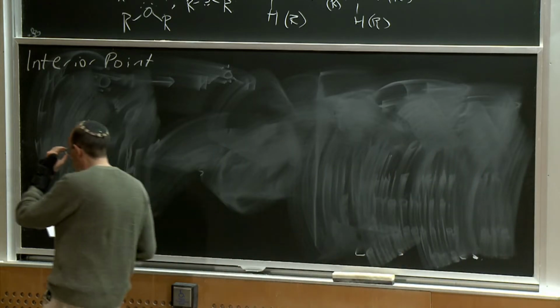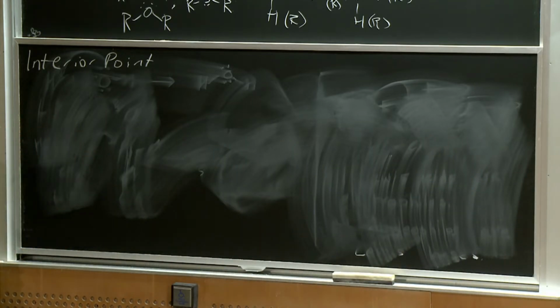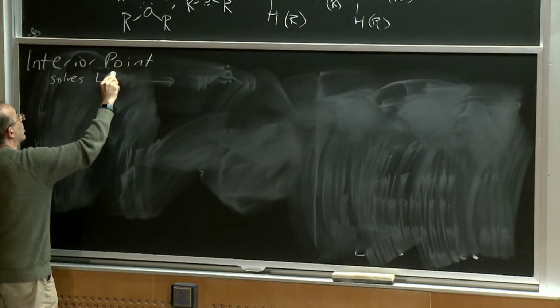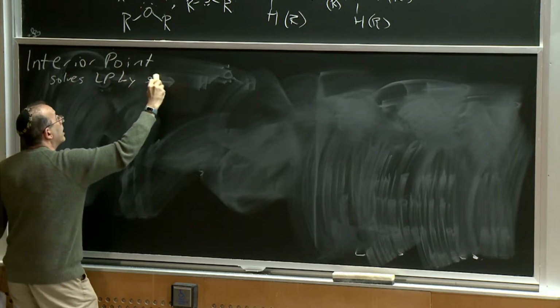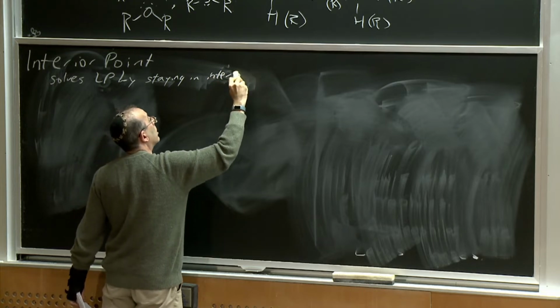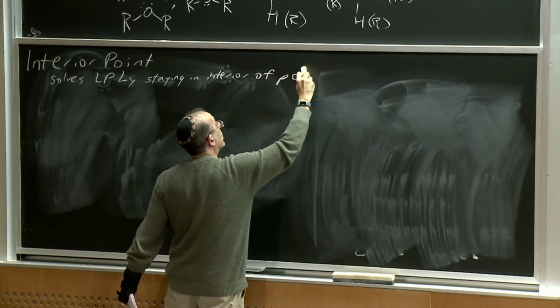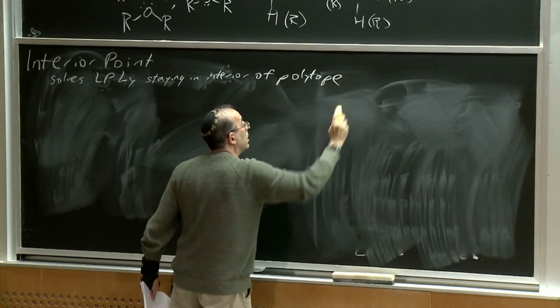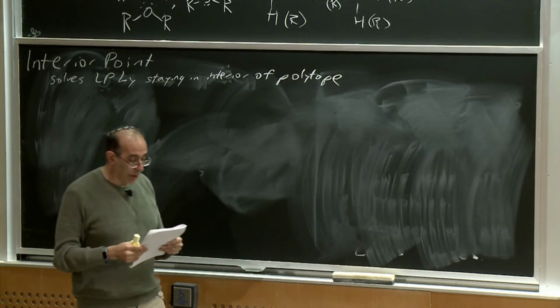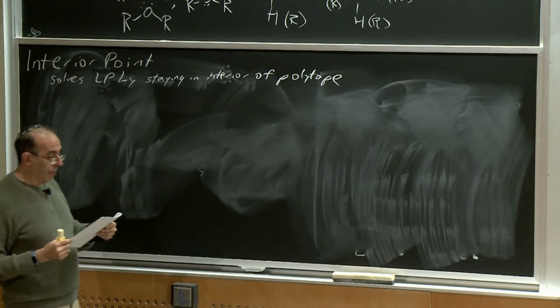Interior point takes an entirely different approach to avoiding the complexity of all of these pointy corners that the simplex algorithm has. It solves a linear programming problem by staying in the interior of the polytope, in this nice, smooth area that's far away from all of the corners of the polytope.